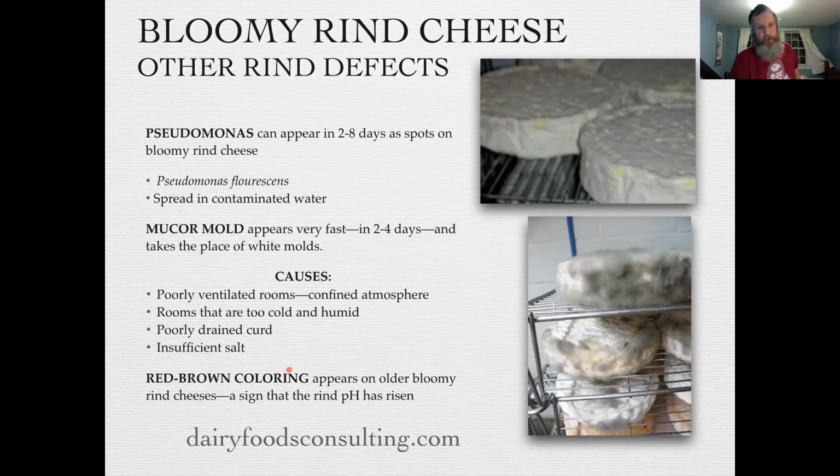And then finally, for very ripe camembert and other bloomy rind cheeses, we begin to see reddish brown coloring, and that's just a sign of an older cheese. It can also happen if the cheese was packaged and kept in a very humid environment. That could accelerate the development of these microbes that have those pigments versus the mold.